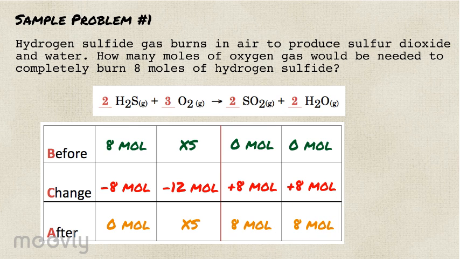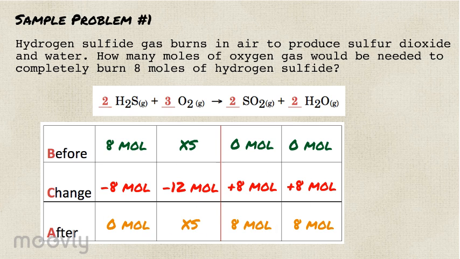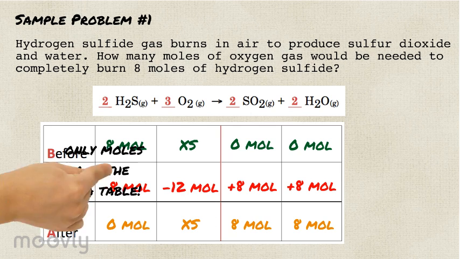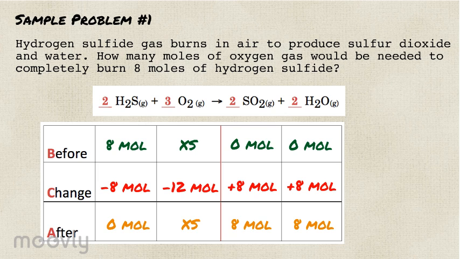So, according to the BCA table, 8 moles of each product will be formed, hydrogen sulfide will completely be used up, and 12 moles of oxygen gas will be consumed, but there will still be an excess of it at the end. It is important to remember that only moles go in the BCA table, never mass, because the balanced equation deals with how many particles, or mole relationships, and not how much, which describes mass relationships.